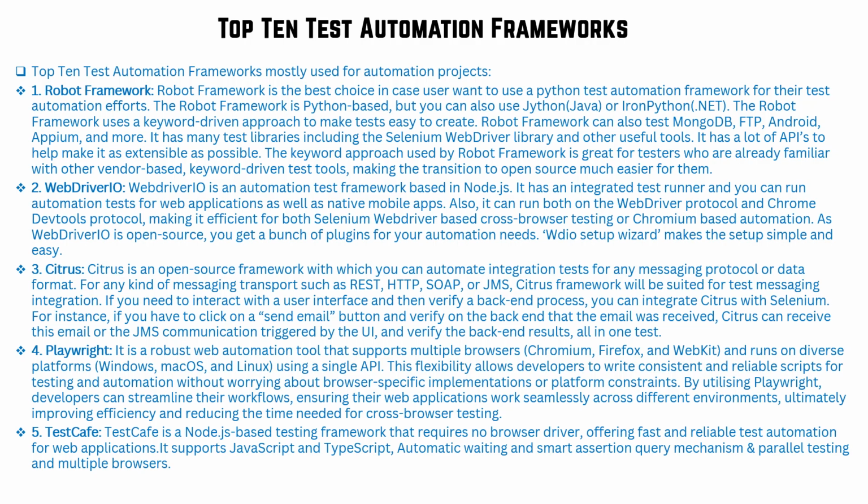Java and Python combination. Okay, Robot Framework uses a keyword-driven approach to make tests easy to create. Robot Framework can also test things like the data part, such as databases like MongoDB, FTP, Android, APM and more. It has test libraries including the Selenium WebDriver library and other useful tools. It has a lot of APIs to help make it as extensible as possible. The keyword approach used by Robot Framework is great for testers who are already familiar with other vendor-based keyword-driven test tools, making the transition to open source much easier for them.